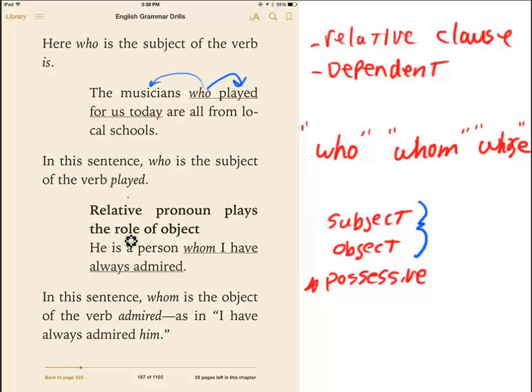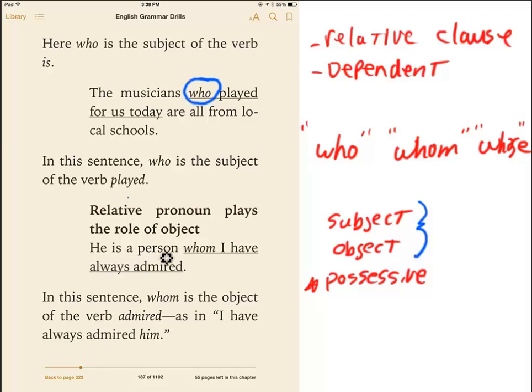Relative pronoun plays the role of object. Now let's take a look at this. It's a little bit different. We've been learning how to use who when it's the subject. Now we're going to take a look at whom. How is this sentence different? Relative pronoun plays the role of object.